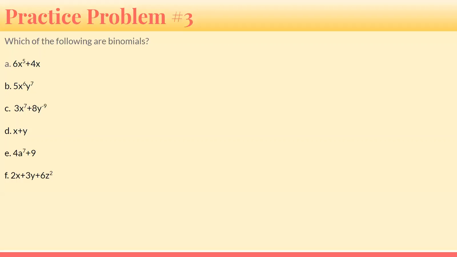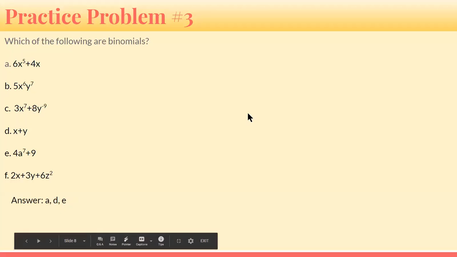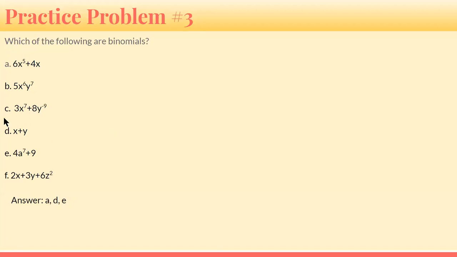A person in the chat has the correct answer. Okay, so the answer is A, D, and E. Someone said A and E, but I think they forgot that D is actually a binomial over here. Even though it's just x plus y, we can say that our coefficients for x and y are basically 1, right? And we can say that x is to the first power and y is to the first power. So that's why D is also a binomial over here.